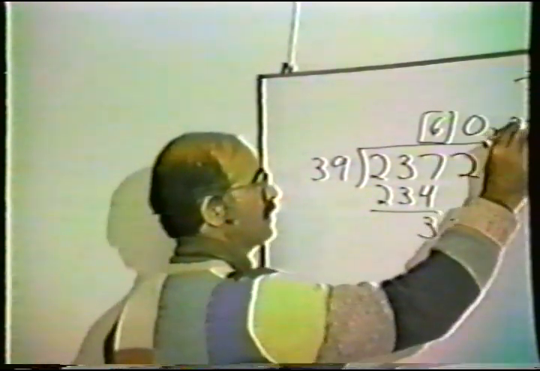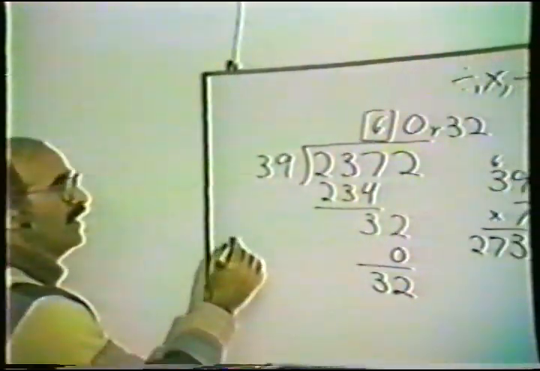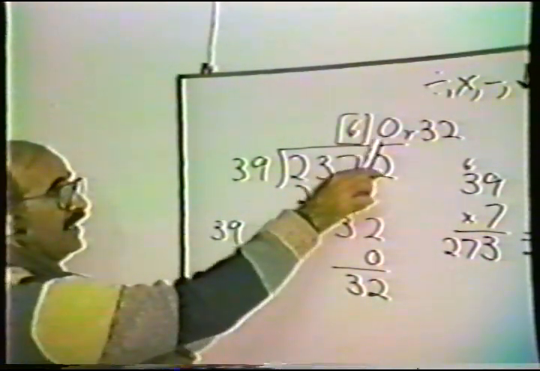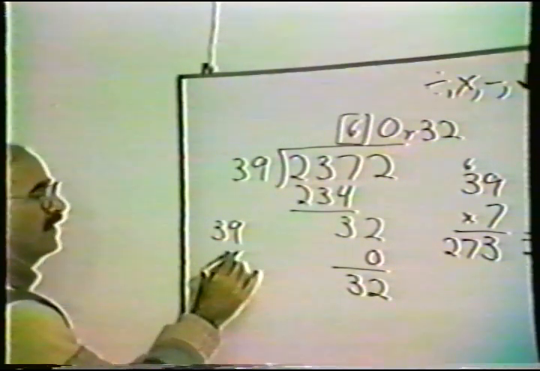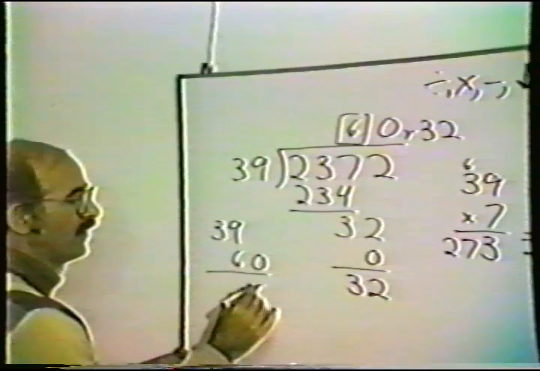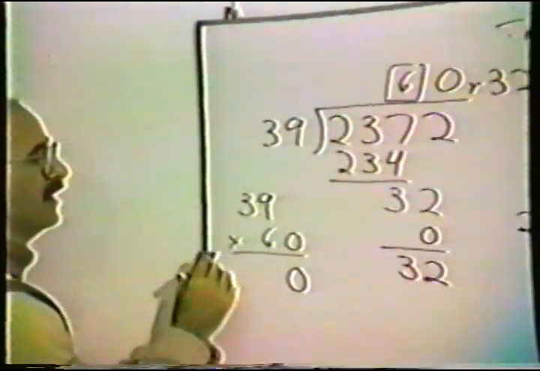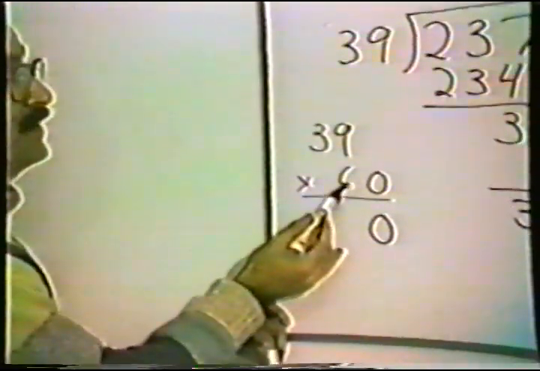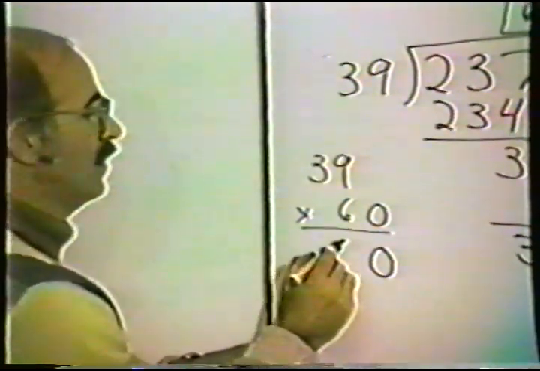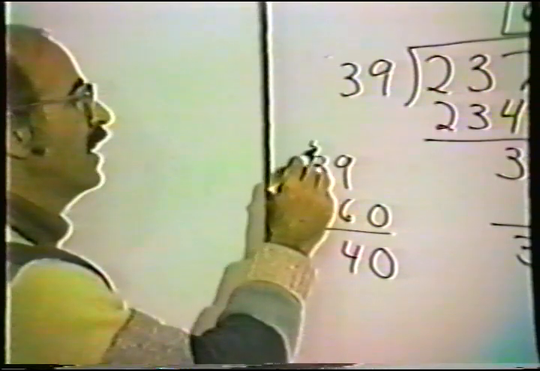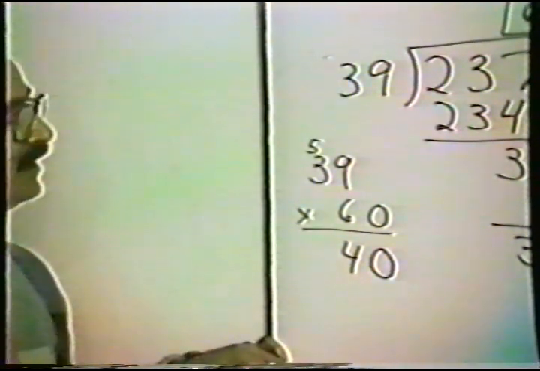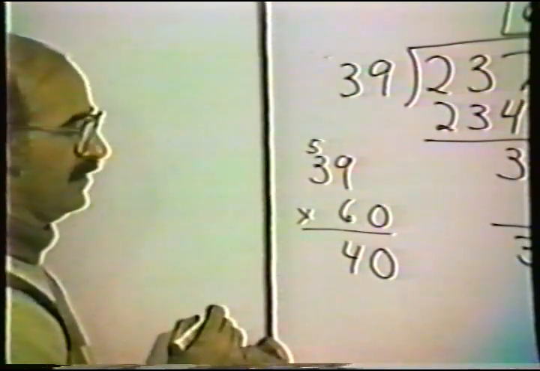Remainder 32. This check will be a little bit easier because the 60 ends in 0. And so we can slide the 0 over and bring it down. And then we just have to do 39 times 6. 9 times 6 is? 54. Put down the 4, carry the 5. 3 times 6 is? 18. Plus 5, 23.